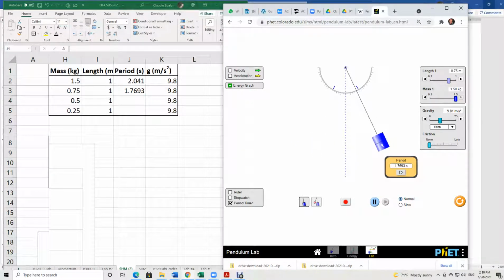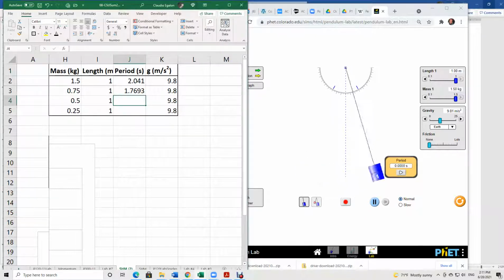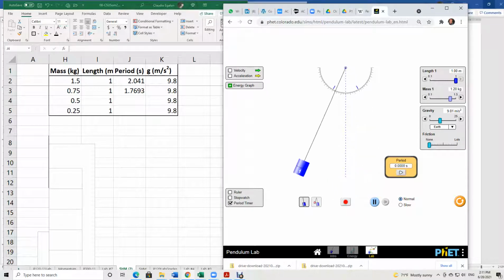We go down to half meter. Wait a minute. I'm sorry. I changed it. I changed the length instead of the mass. Let's go back here. Let's go back to 1 meter, right? We've got to go to 0.75 kilograms. I'm supposed to change only the mass. Okay, here you go. Gotta correct this second data point here.